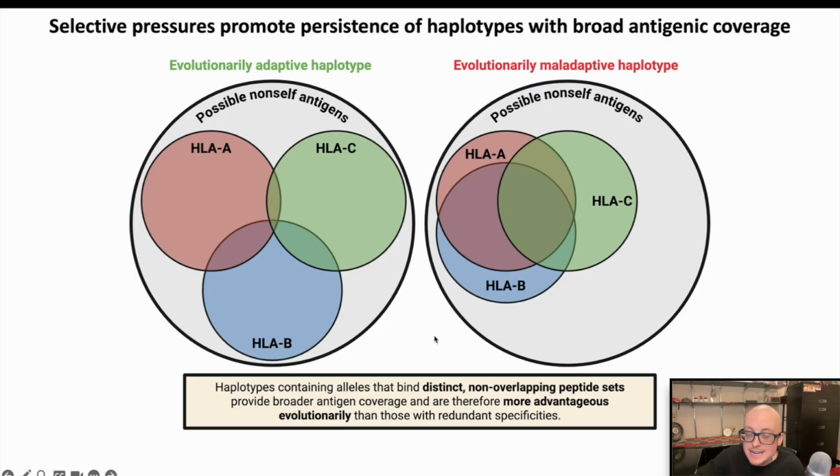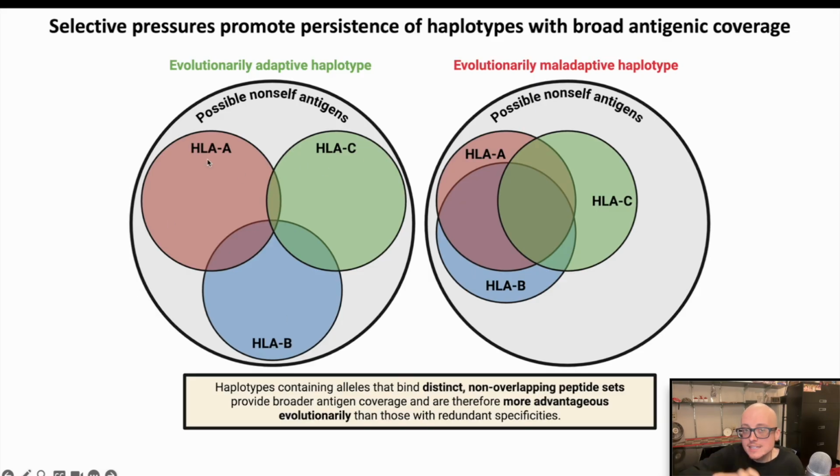And because haplotypes have to be inherited as a set, that means that any haplotypes that have alleles that are too similar to each other are sort of weeded out. The evolutionary pressure selects against them over time. And so the haplotypes that we actually observe in nature, in human populations, tend to have sets of alleles that are more divergent from each other because those work better ultimately. So this is looking at a haplotype sort of on a single chromosome.